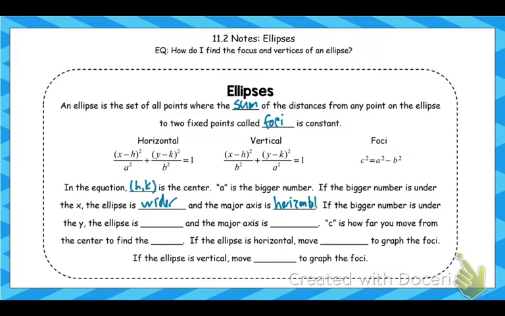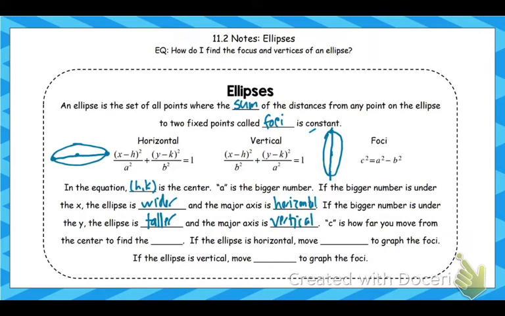On an ellipse, and again, there are some visual things linked on Schoology for you to play around with, you're going to have a center, and then you're going to have these two vertices here. If you draw a line through those vertices and the center, that would be the major axis. That major axis is horizontal when the bigger number is under the x. If the bigger number is under the y, the major axis is vertical because your vertices are now here. So the ellipse is taller, and the major axis is vertical.